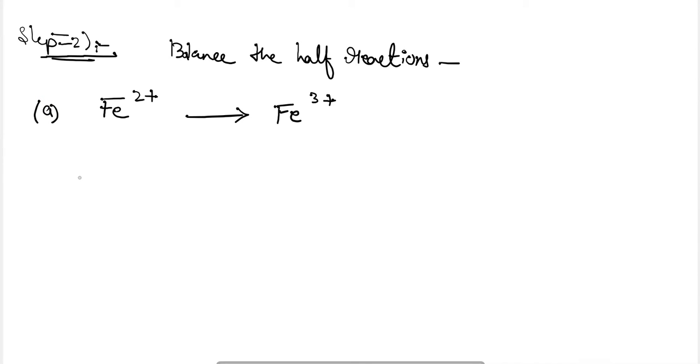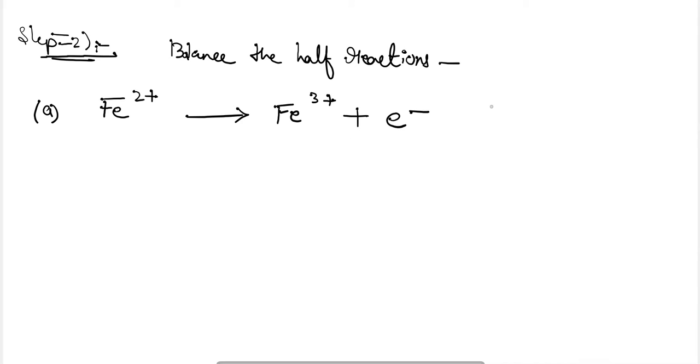Now let's talk about the balancing of the reaction here. So how can we balance this reaction? To balance this oxidation reaction, we will see that the number of electrons is unbalanced here. One electron will be released in the case of Fe2 plus ion in order to become an Fe3 plus ion. So I will add one electron on the product side. Hence the charge has now been balanced.